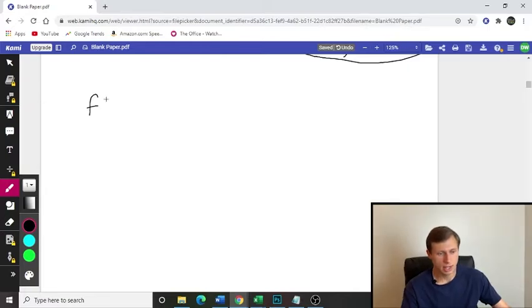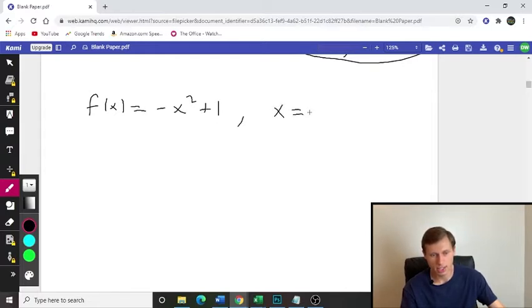Let's say now f of x is equal to negative x squared plus 1, and I want to find this slope at the point x equals 2. Okay, so here's how we would do it. First of all, we have f of x, it's negative x squared plus 1.